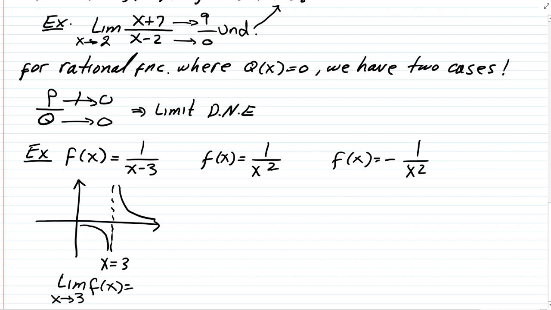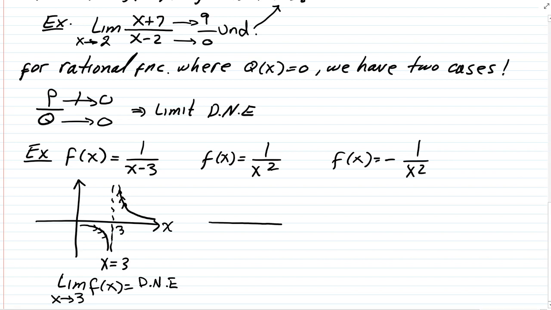Now, because the right limit approaches infinity and the left hand limit approaches negative infinity at 3, for this one the limit truly does not exist. It's not getting very large and it's not getting very small. It's behaving differently from the right and from the left side.